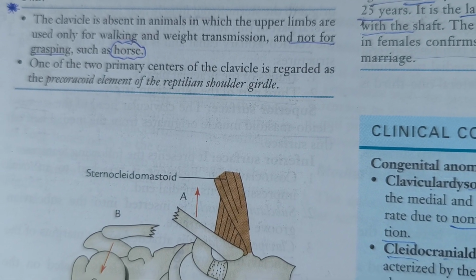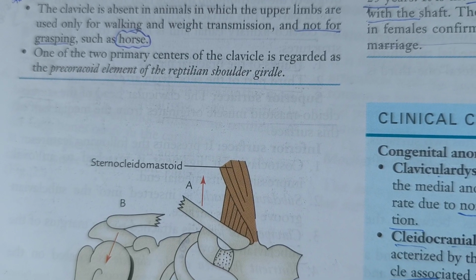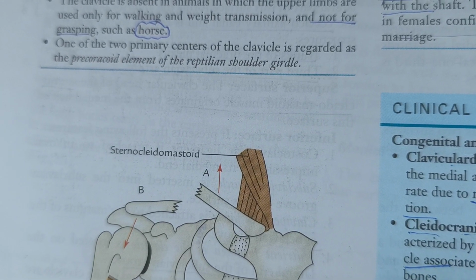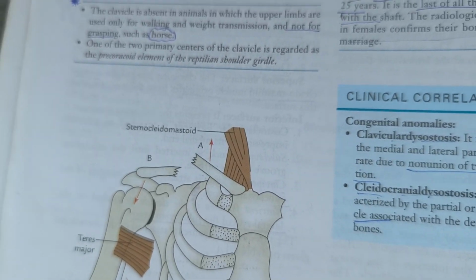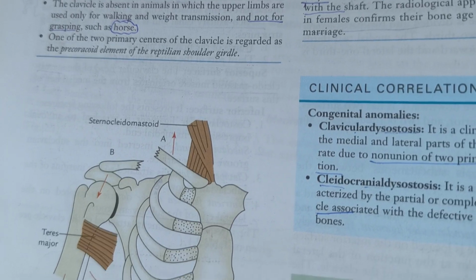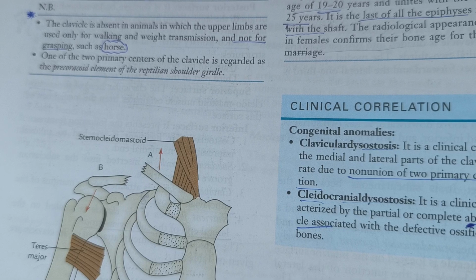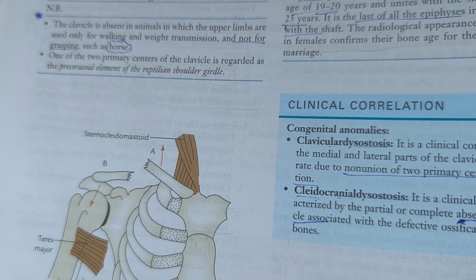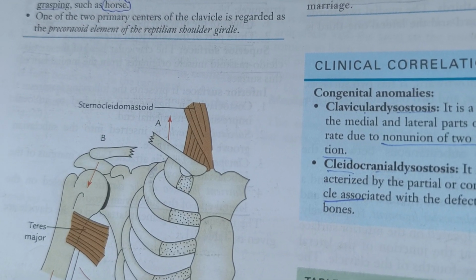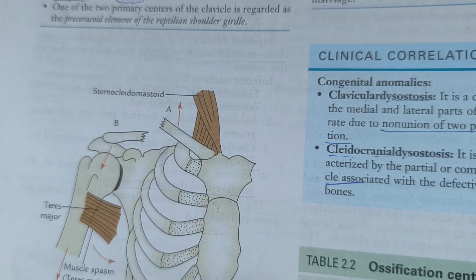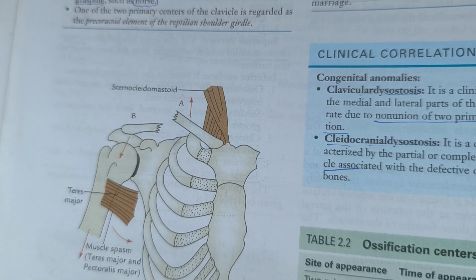The clavicle is absent in animals in which the upper limbs are used only for walking and weight transmission, not for grasping, such as horse. So it is a peculiar feature of humans because grasping is not performed by primitive animals. One of the two primary centers of the clavicle is regarded as the precoracoid element of reptilian shoulder girdle.